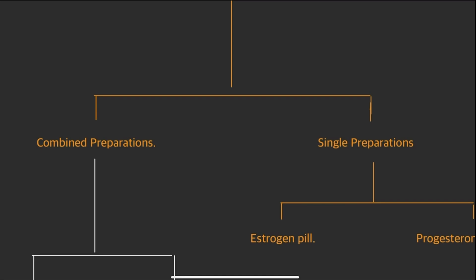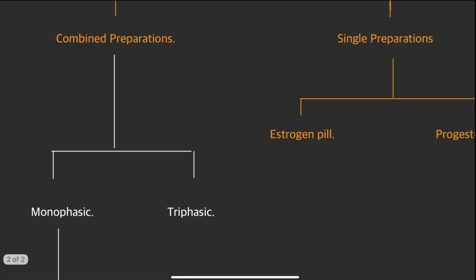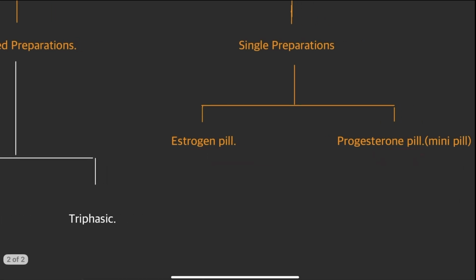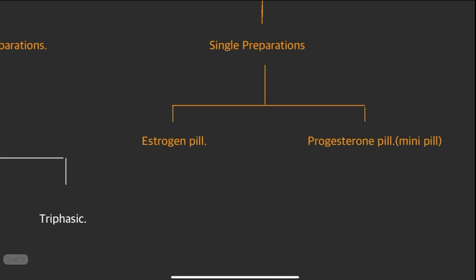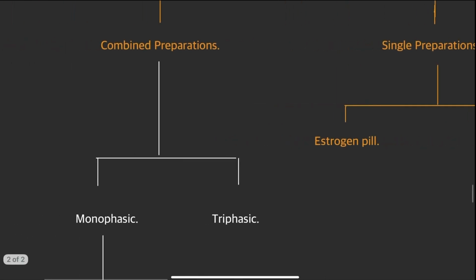Combined means combination of something. It includes monophasic and it includes triphasic. So what does this combined preparation actually mean? It is the combination of progesterone plus estrogen. So that is the combined preparation. And in single preparation, we have the estrogen pill or the progesterone pill. The progesterone pill is also known as the mini pill. So single preparation includes either estrogen or progesterone. Okay, so these are the single preparations, and in combined preparation we have estrogen plus progesterone, both.